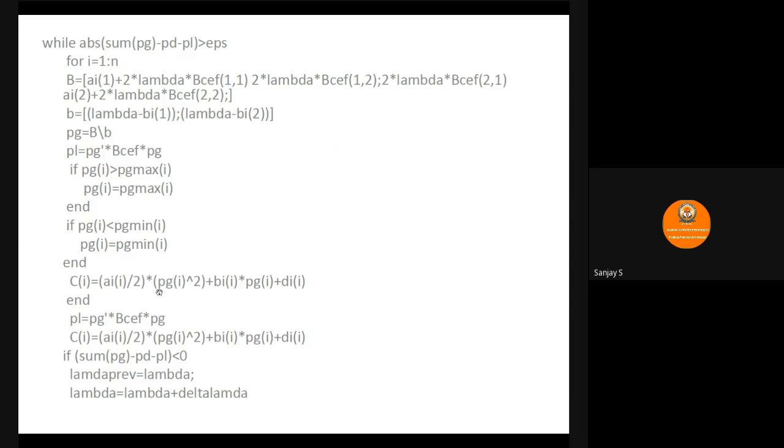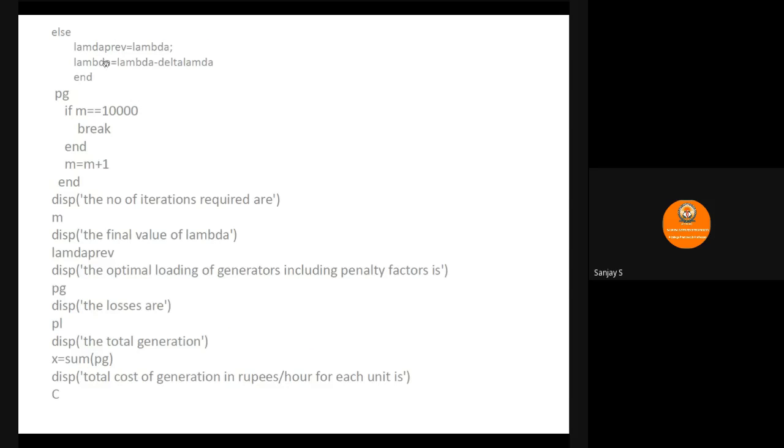And finally calculate the cost, and then calculate the final transmission loss, and again recalculate the cost, and then coming to the lambda value, that is whether to continue or not the iteration. If Pg minus PD minus PL is less than 0, then add delta lambda to the existing value of lambda and go for the next iteration. Else if it's a positive value, subtract the delta lambda from the actual value of lambda and continue the iteration. M is equal to m plus 1. Again here also until 10,000 you will continue the iterations.